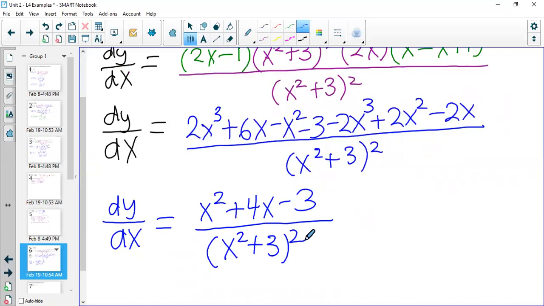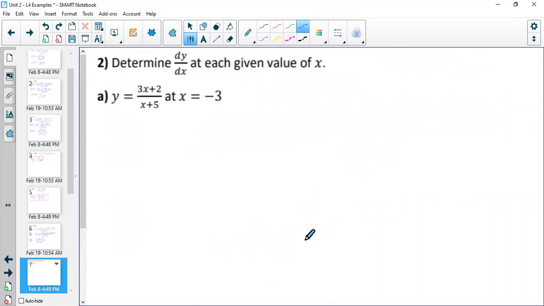Now we're going to go into a few more questions that may appear on your part 2 test. It's a little bit more of application questions. I'm going to do one with you and one you will do on your own. So we're determining the derivative at each given value of x. Now this one is a simple function, so I'm going to provide the answer.